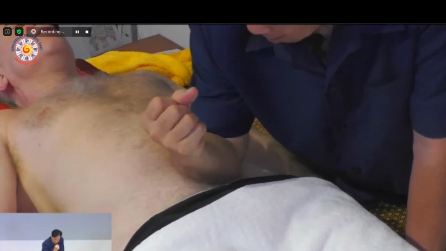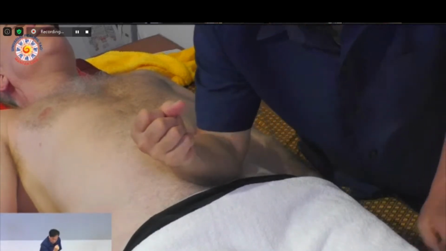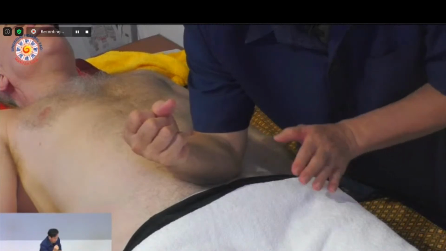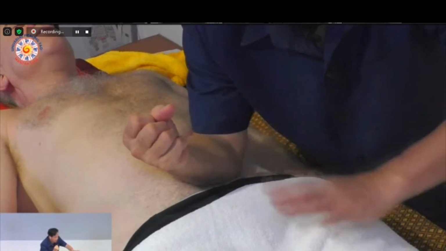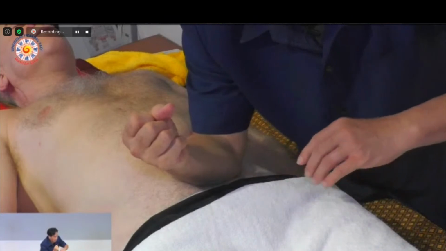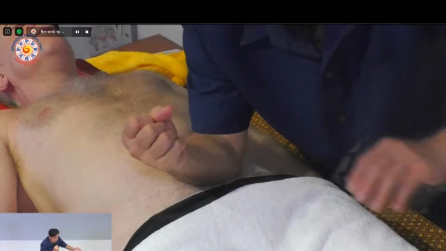Okay. Now, when you work on this, a lot of blood and chi flow to the leg, and it pushes out all the wind and heaviness.